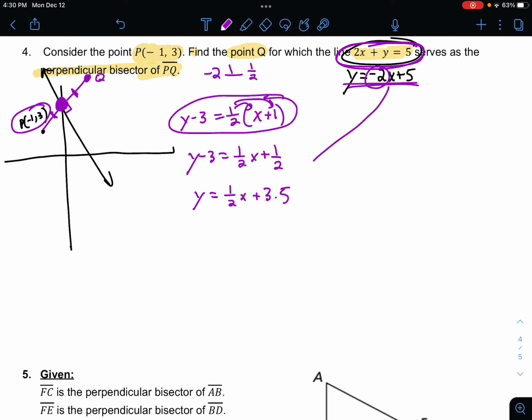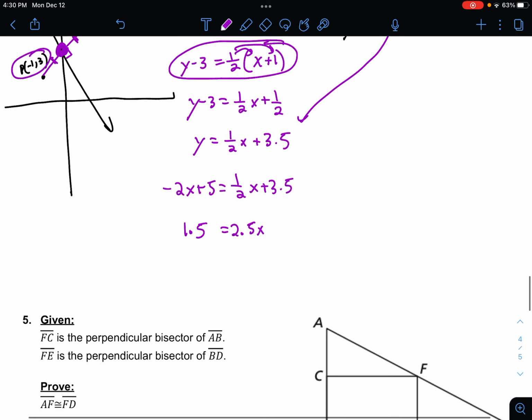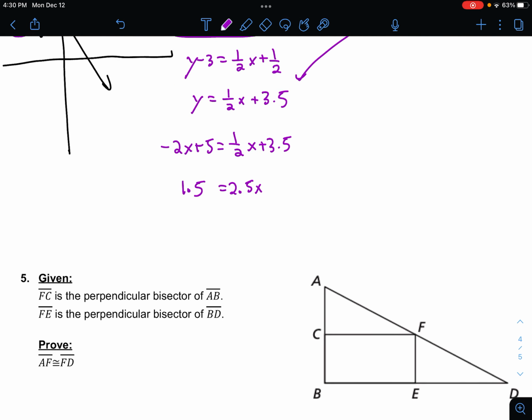I'm going to set that equal to my other line to find where they intersect. So I can say negative 2x plus 5 equals 1/2 x plus 3.5. Add 2x to both sides, getting 2.5x. Subtract 3.5 from both sides, and I get 1.5. Divide both sides by 2.5, and I have 1.5 over 2.5 is equal to x.